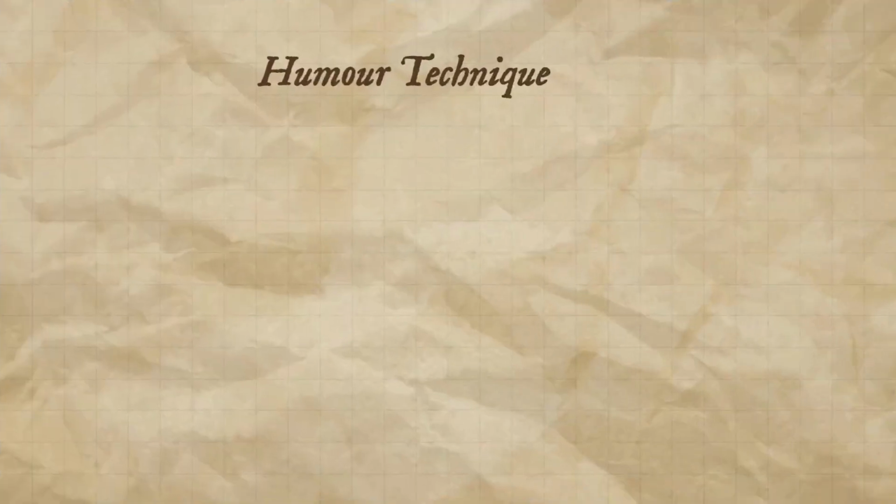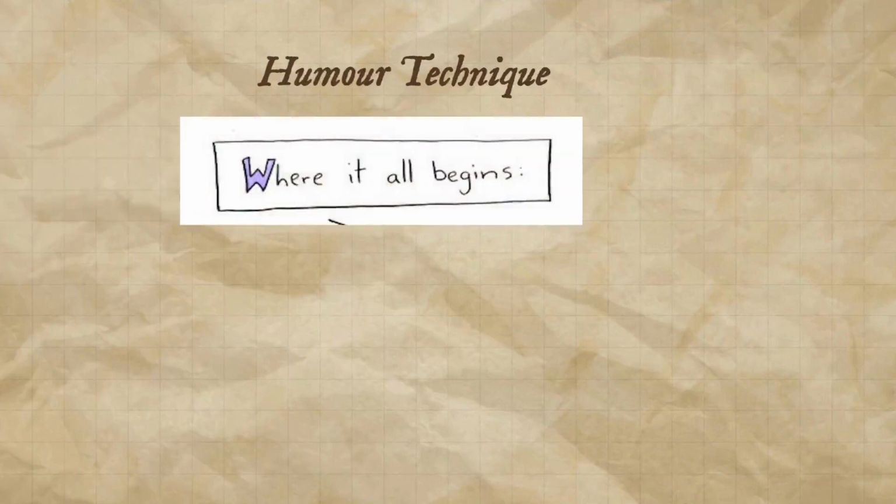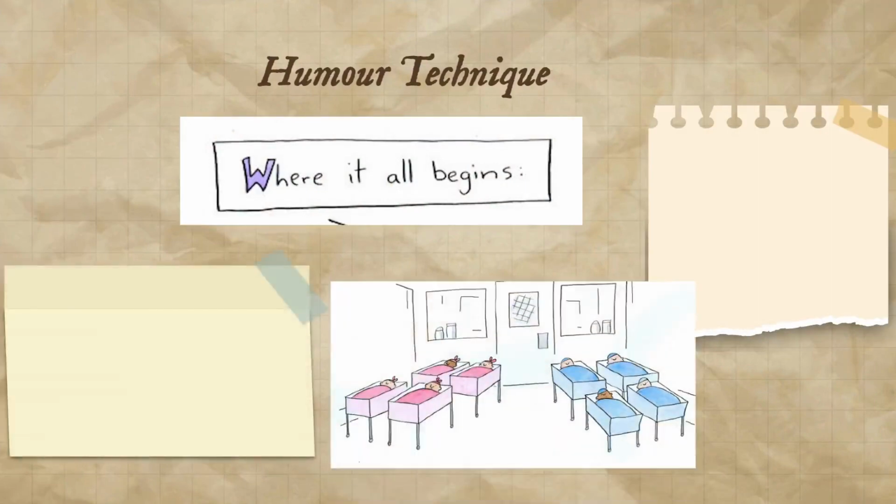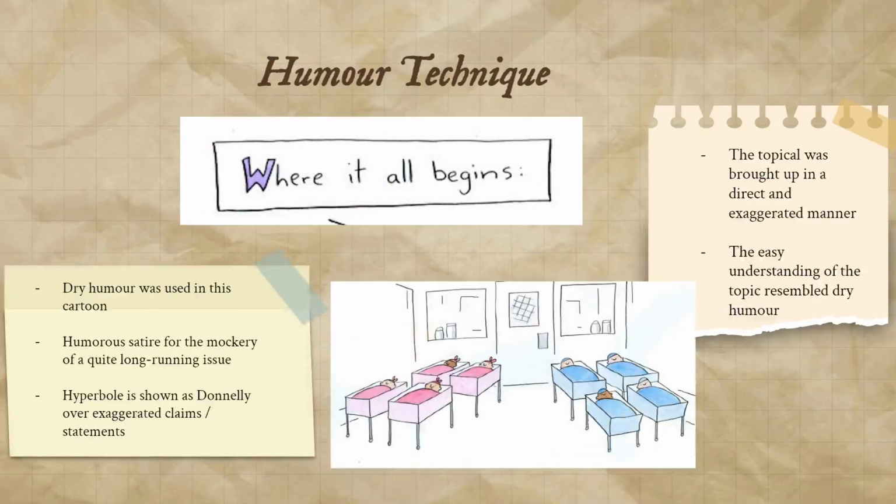Many of you will think that this comic isn't funny. The author still tried to use humor as a way to express the topical issue. The main forms of humor used in the comic are satire, hyperbole, and dry humor. The satire used by the author is used to mock the long-running issue that is gender inequality. The issue is presented using a hyperbole, as Donnelly is over-exaggerating her claims to better satirize the issue. Lastly, the topic is easy to understand, which makes the reader think about dry humor, as the joke doesn't really have a punchline and doesn't express any emotion.